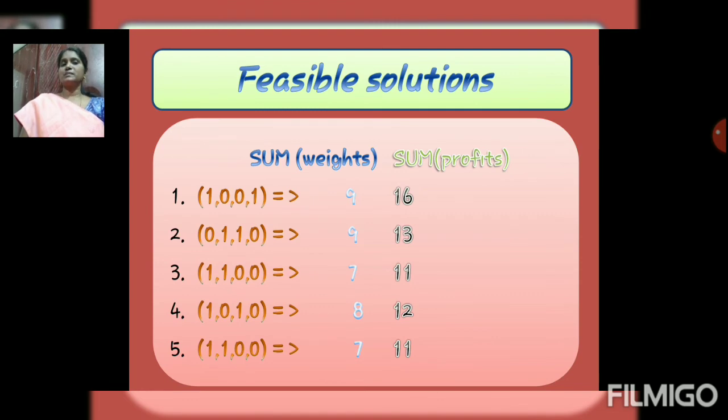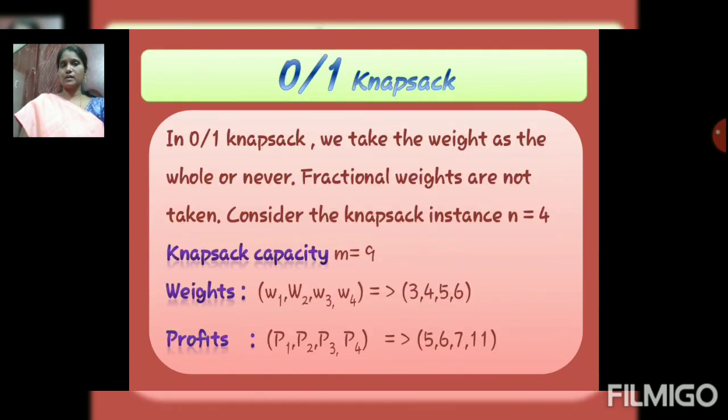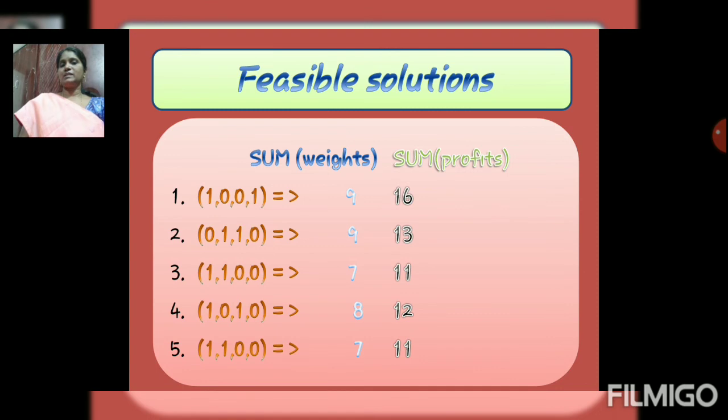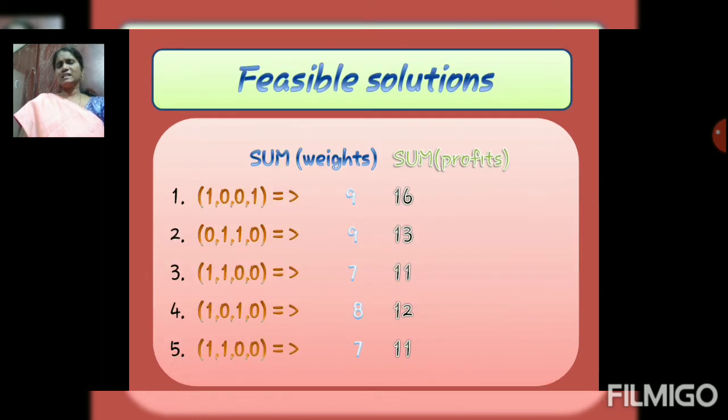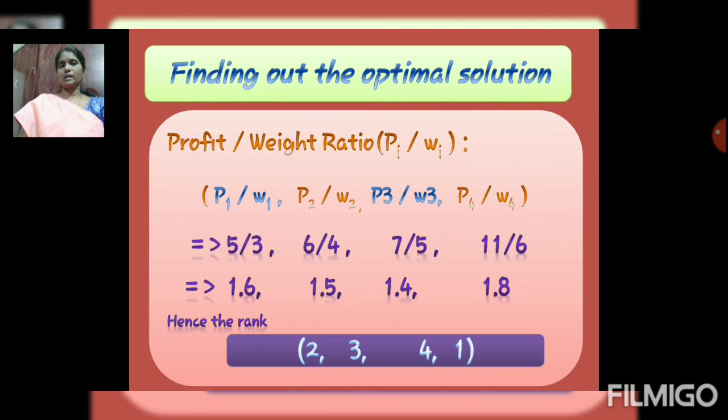If we take the first item and the second item, the weight gained would be 7 and the profit gained would be 11. If we take the first and the third item and ignore 2 and 4, the weight gained would be 3 plus 5, which is 8, and the profit will be 5 plus 7, which is 12. So like this we can give various solutions and we gain the profits according to the weights that have been taken.